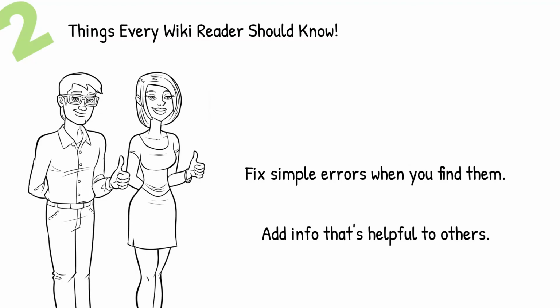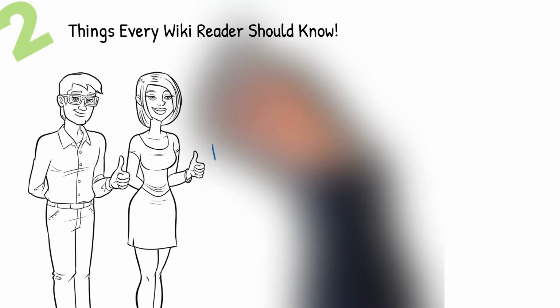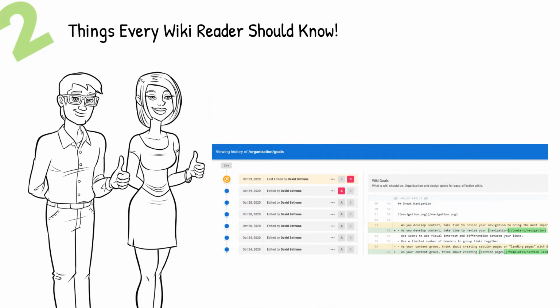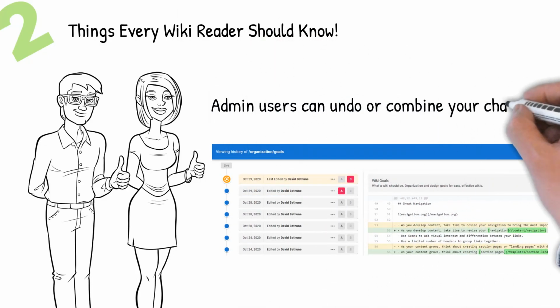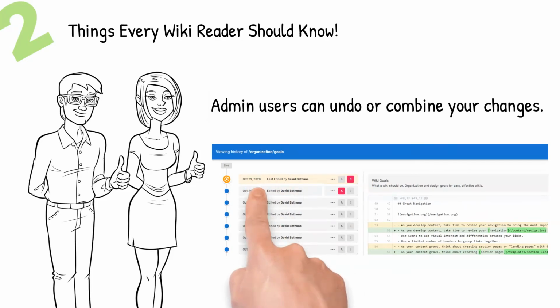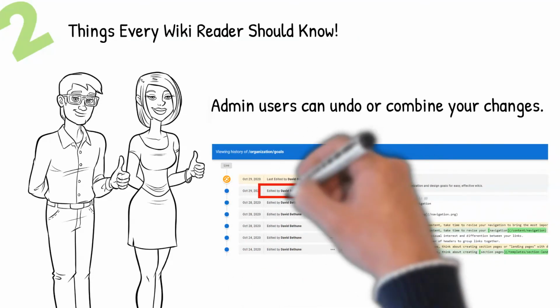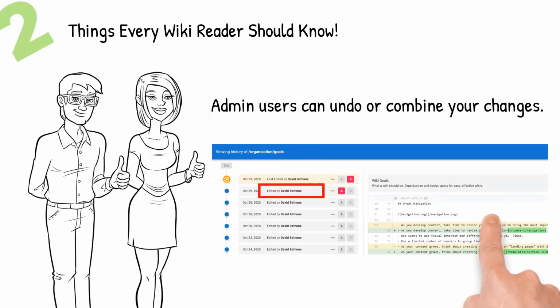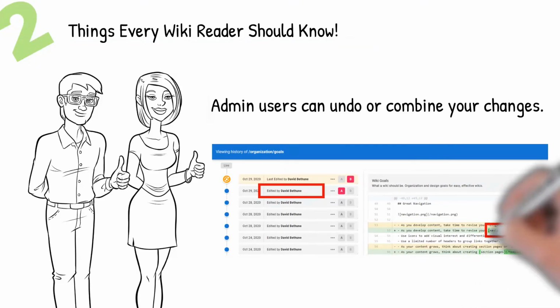The second thing to know is that administrators can review the history for any page in the wiki. This allows them to undo edits that might be an error, or to combine edits from individual users into a better version of the page. It's also your reassurance that your edits didn't wipe out anyone else's work.